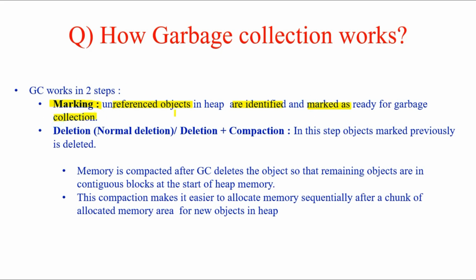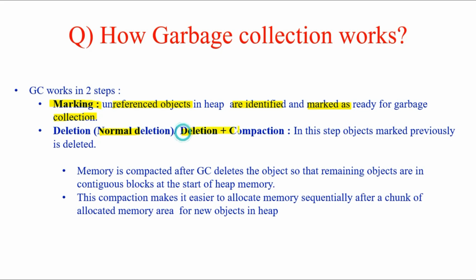After marking all the objects in the heap area, the second step happens, and that is deletion. There are two types of deletion that can happen: normal deletion and deletion with compaction. This depends upon the JVM and the garbage collector implemented in it. Suppose a normal deletion is used by the garbage collector. Then the objects marked in the first step are deleted directly, and nothing else apart from deletion is done in the heap area.